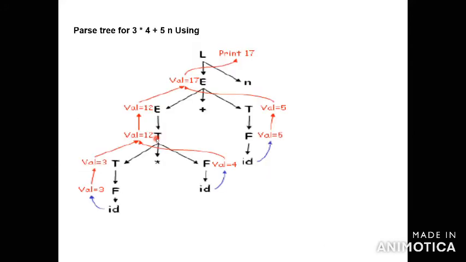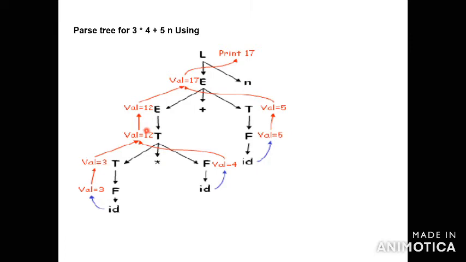So inherited attributes mean it depends on the parent or sibling of the node. Okay, is it clear? So this is the construction form of the syntax directed translation scheme. So what is an attributed grammar? What are the types of attributes? One is synthesized attributes, the second one is inherited attributes.